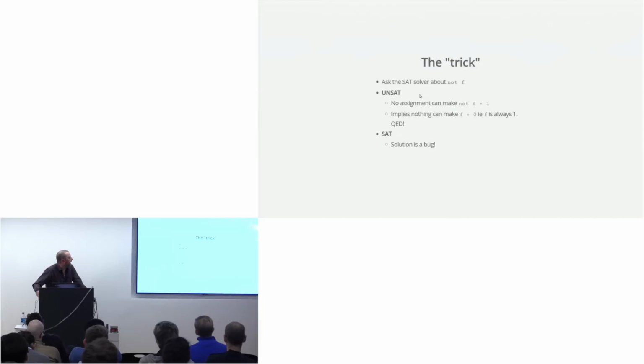So there's a trick we need to play here, because what we usually want is to prove that a property is true, always. So the trick is we actually ask it about the negation of the function. And so what happens is if the SAT solver returns UNSAT, it's saying it can never make not f equal 1, which implies that f is always 1. So that's it proven. If you get SAT, the cool thing about it is it will tell you where it went wrong. It will actually tell you, here's your bug, and this is what caused it.